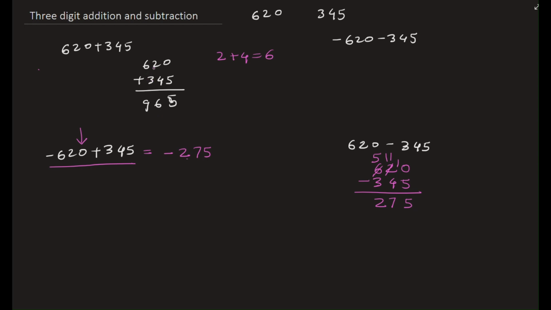In the hundreds place I have 6 and 3. So 6 plus 3 equals 9. In the hundreds place I have 9. The final answer is 965. Here again I have negative 620 minus 345. I add the absolute values of the two numbers. So the answer is 965 again, but it will have a negative sign as both the numbers are negative. So I have the answer as negative 965.